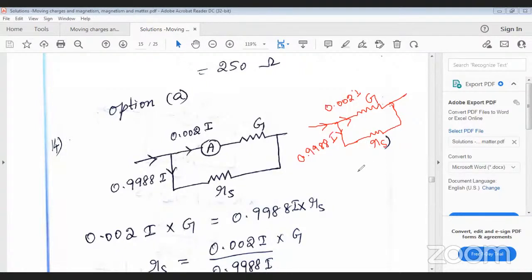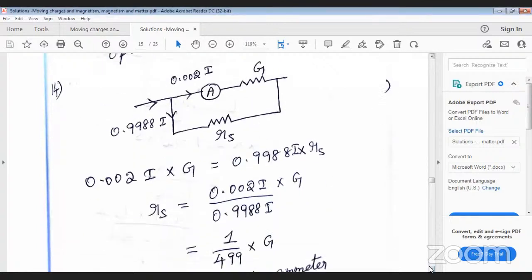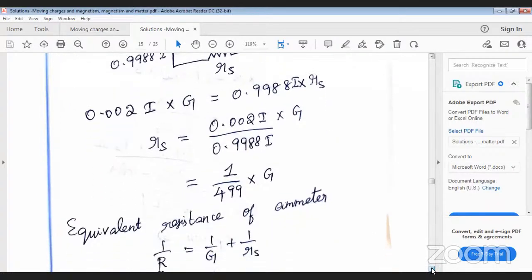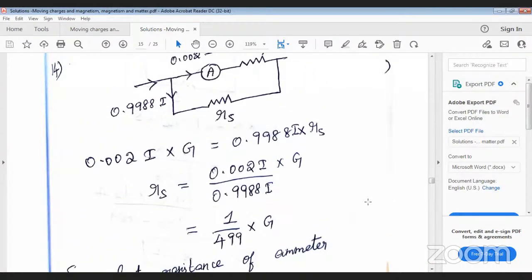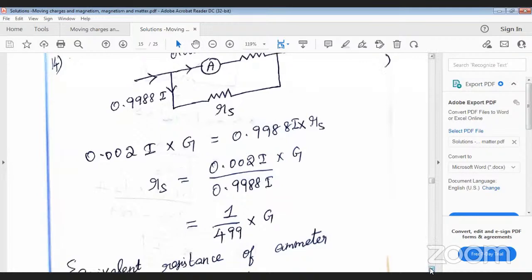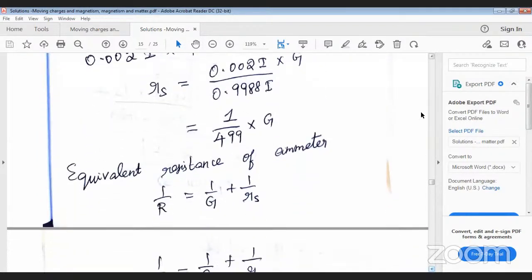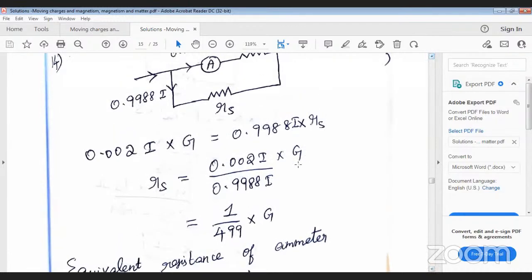RS means shunt. So here you see, since galvanometer and shunt resistance are in parallel, you can use this equation: Ig into G equal to I minus Ig into S. Okay, that same equation you have to use. From that, you can find out the low resistance, this RS. But they have asked us to find out the equivalent resistance of the ammeter. Equivalent resistance means the total resistance of the ammeter. Here we have just found out the low resistance value, that is 1 by 499 into G.